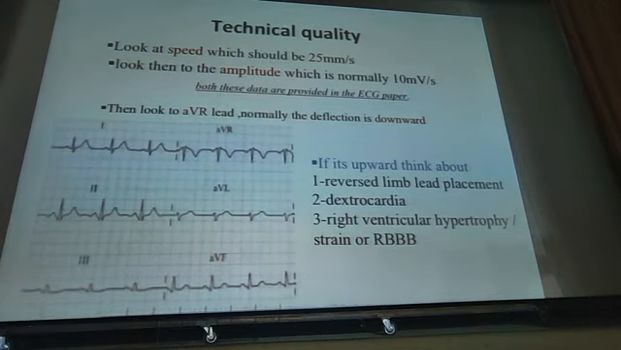It's very rare, but it could be. So better look at the lead placement. If it's correct, there could be something else. Sometimes it could be due to right bundle branch block, or due to hypertrophy, some abnormality, right ventricular hypertrophy. And this could also make these changes.